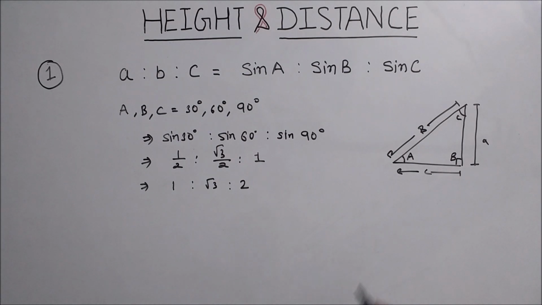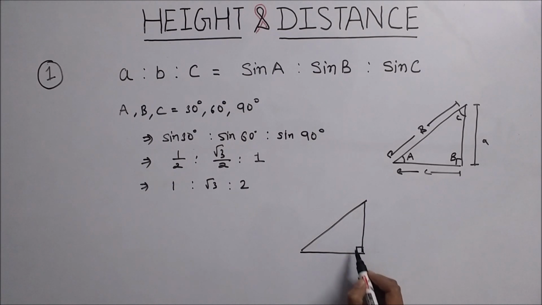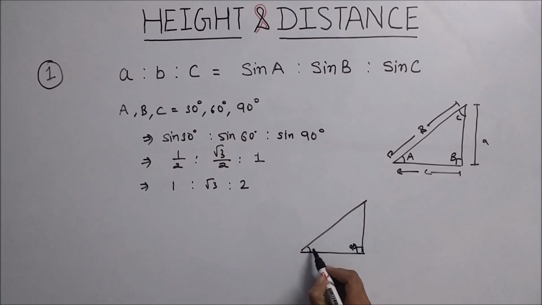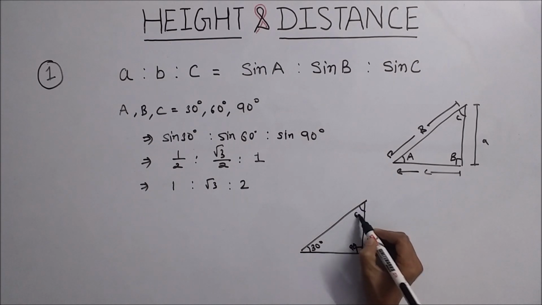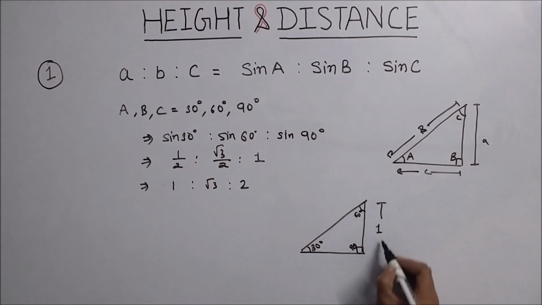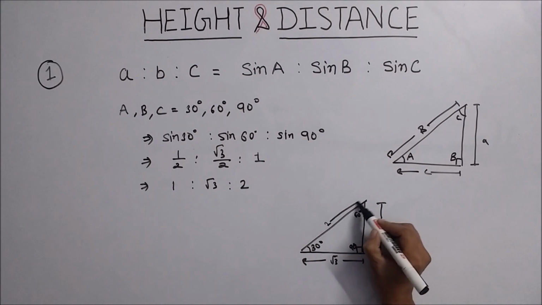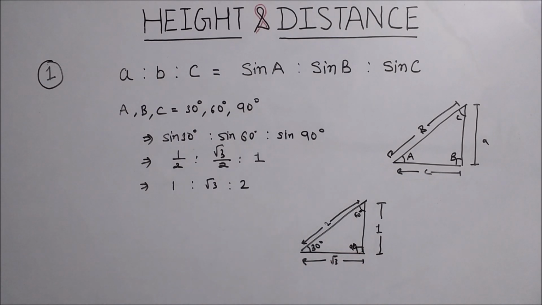So whenever you find these angles in your question, let's suppose it is 90 degree, 30 and this is 60. When we talk about the 30 degree angle, the opposite side is 1. When we talk about the 60 degree angle, the opposite side is root 3. And when we talk about the 90 degree angle, it is 2. Later on, we will learn how to utilize these values when solving questions.